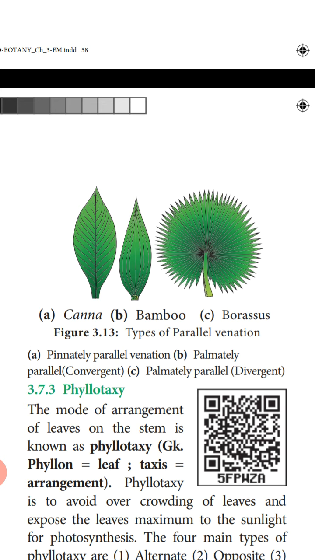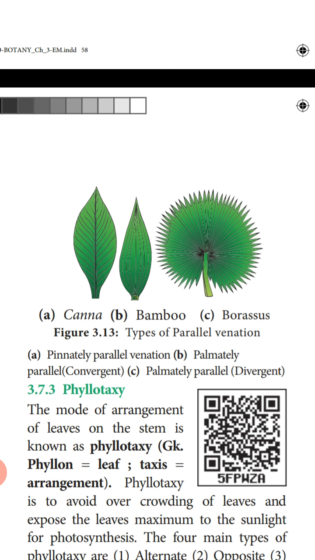Next, the C diagram is the borassus. From the leaf base you can see numerous veins arising, and these veins are parallel to each other and grow from the leaf base towards the leaf margin. As a result it gives a fan-like appearance to the leaf. This is called the divergent type of palmately parallel venation.